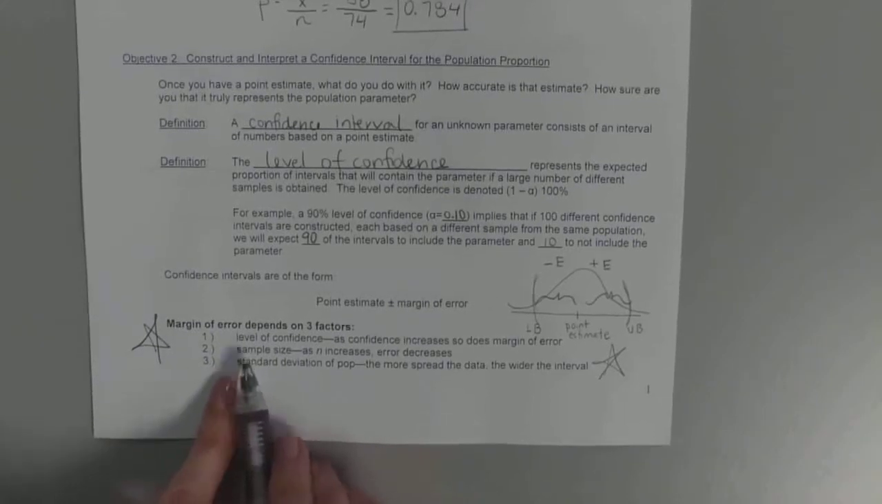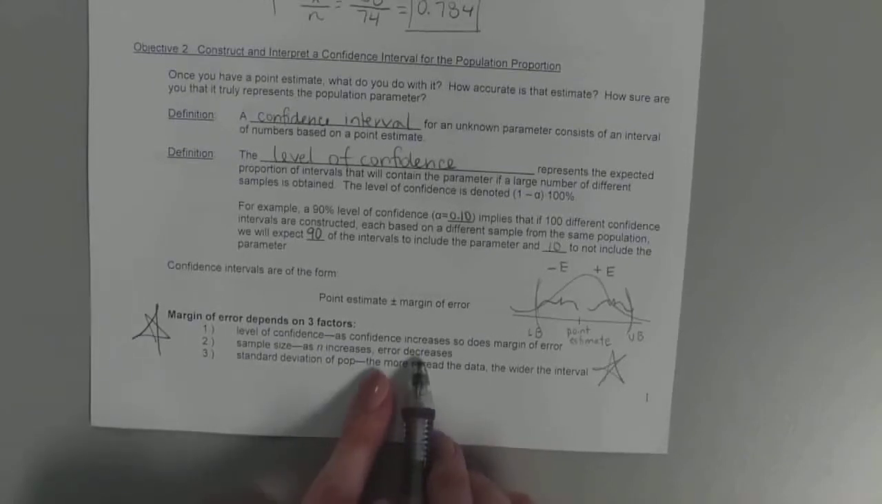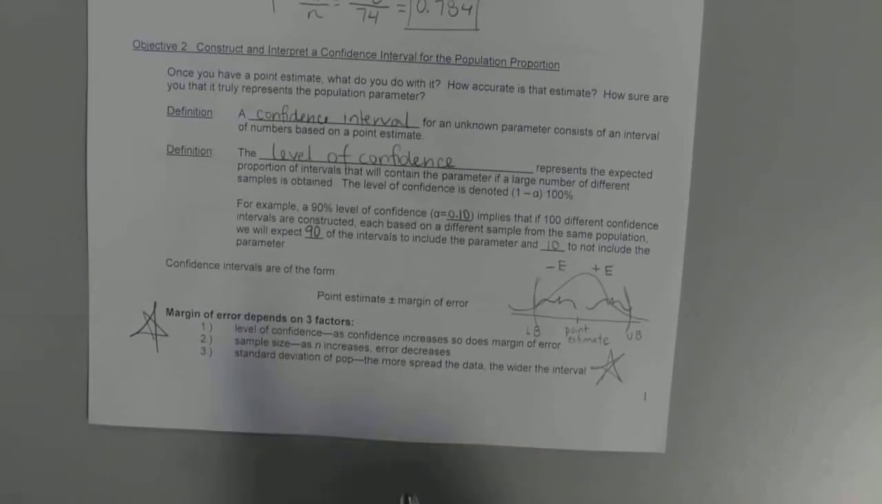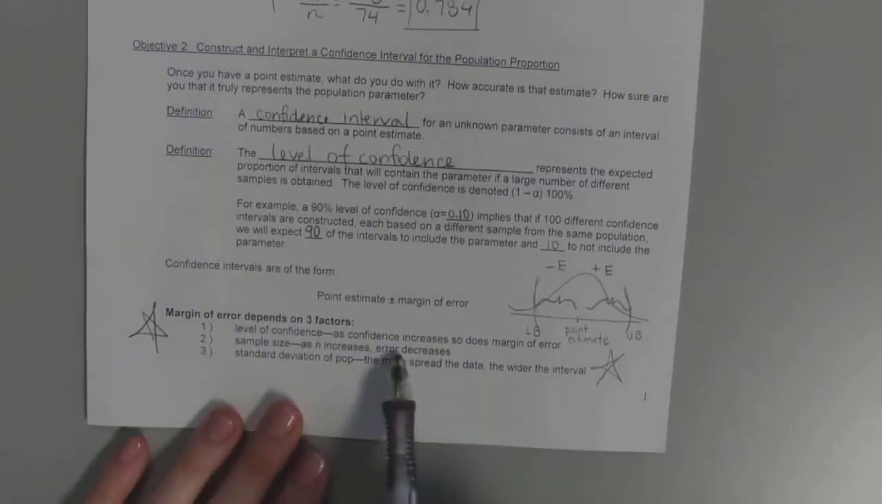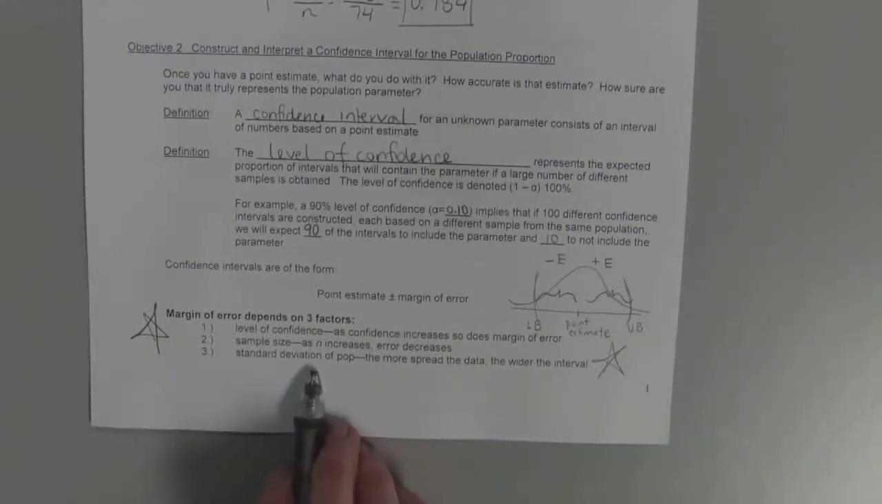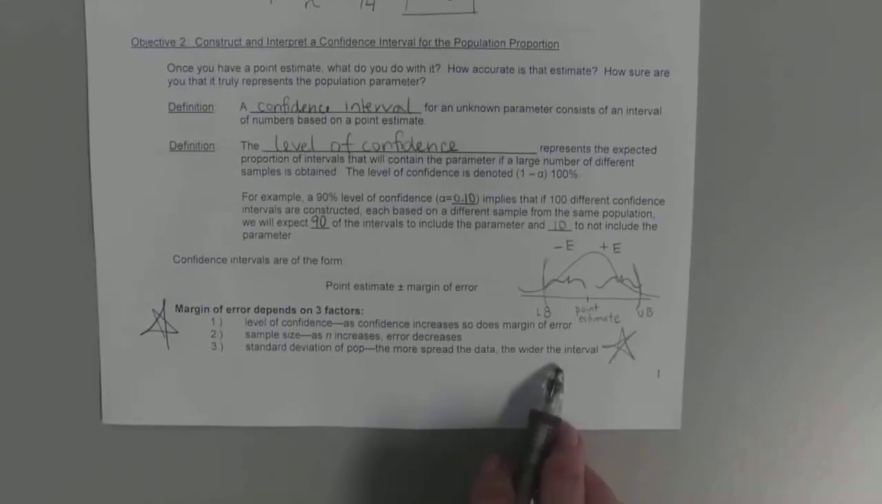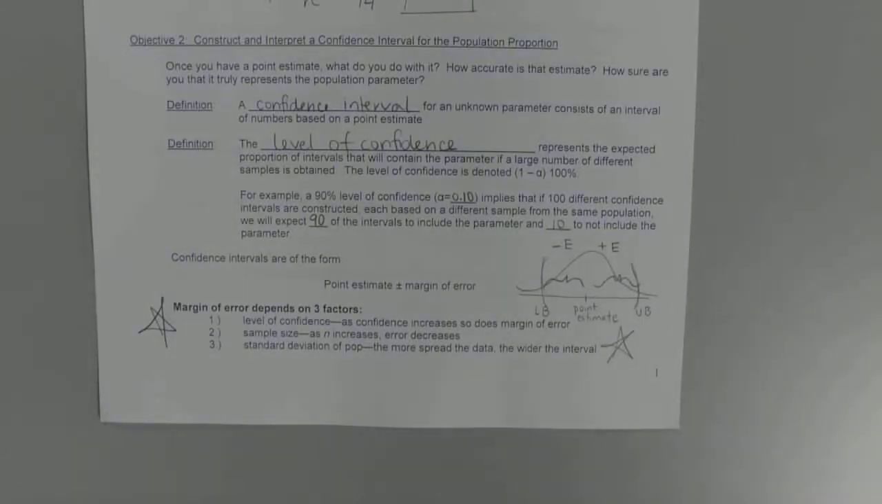All right, look at number 2. See if this makes sense. Sample size. As your sample size increases, your error decreases. Does that make sense? What do we know about increasing sample size? You get more and more accurate, right? So the larger your sample gets, your errors get smaller because you're getting more and more accurate. All right, last one, standard deviation. The more spread your data is, the wider your interval. Does that make sense as well? If your data is really spread, it means it's not very concise, so your confidence interval will kind of mimic that. All right, let's go ahead and flip it over to the top of page 2.